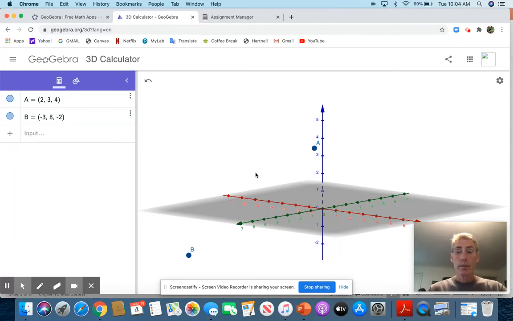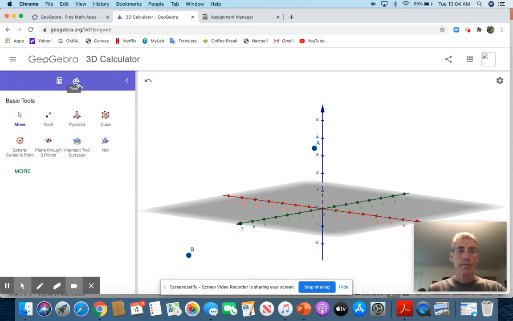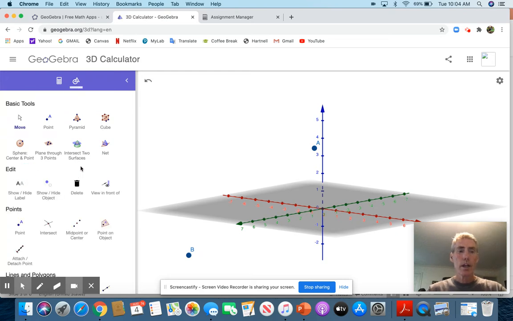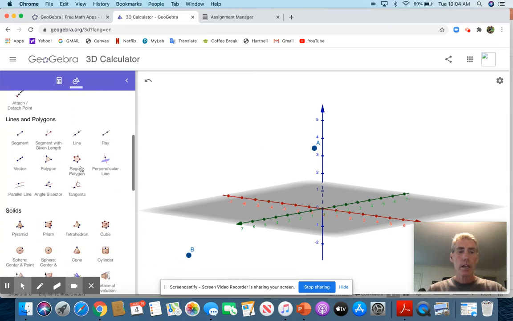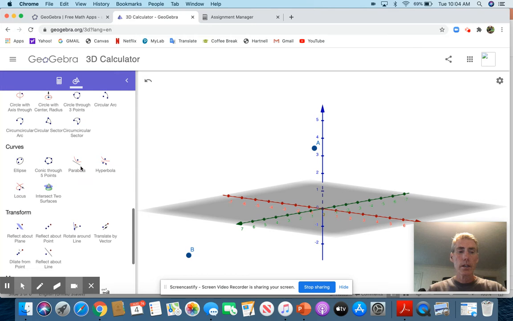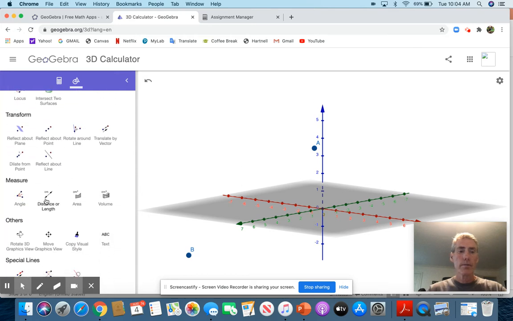Now, how do you find the distance between them? If you look over here, there's 2 icons. One is for typing in equations, like I was just doing, and then this tools icon. Right now they only show you some basic tools, but if you just click more and scroll down, eventually it's going to say measure. There we go. So now find the distance. I just click on that and then say from point A to point B, and it says that it is 9.27. I was trying to see it a little bit better, but it does say 9.27.